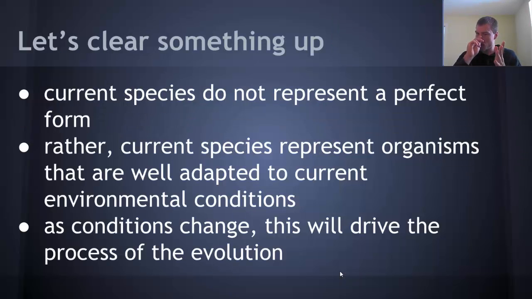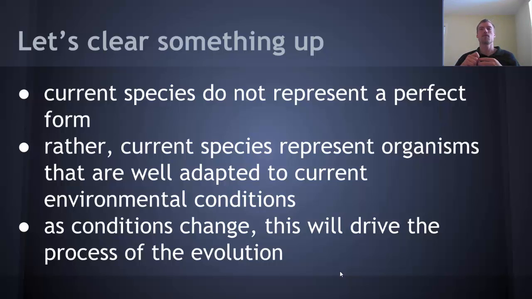So, just one last thing to clean up. Current species do not represent a perfect form. Rather, current species represent organisms that are very well adapted to current environmental conditions. So if conditions were to change, that would drive the process of evolution to change organisms as well. And we're starting to see some of that as climate change is occurring. We're seeing organisms have to adapt to the changing environments.